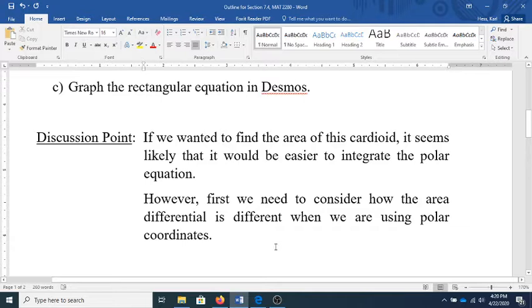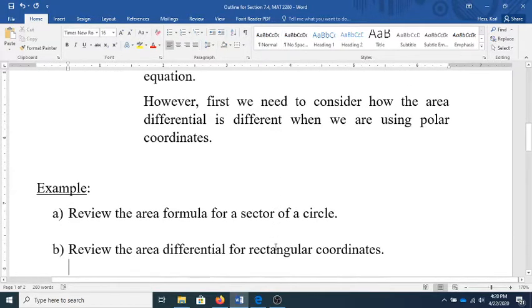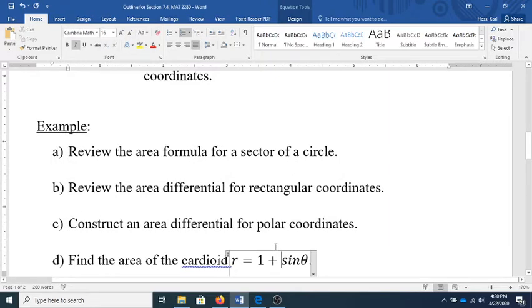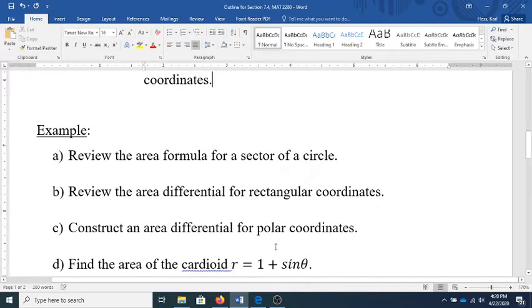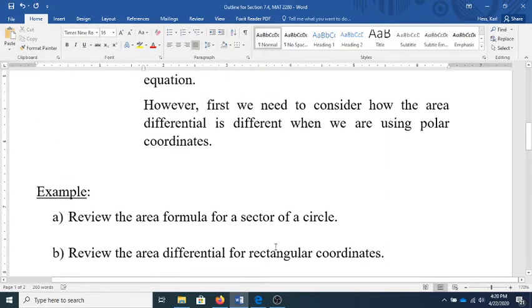However, this is kind of like the key however for this whole section. First, we need to consider how the area differential is different when we are using polar coordinates. So, let's consider that. We actually need to review a little formula that you probably learned in trigonometry or pre-calc, but you may not have thought about it for a while. It's the formula for the area of a sector of a circle.